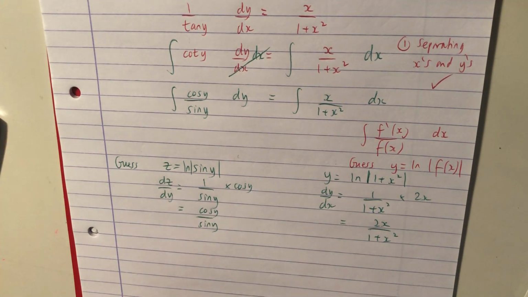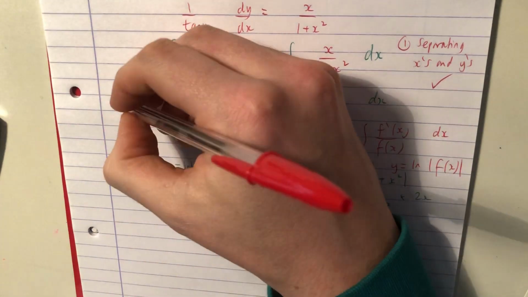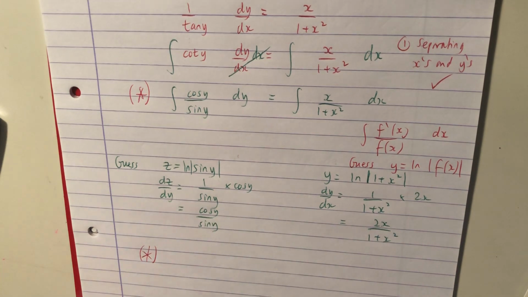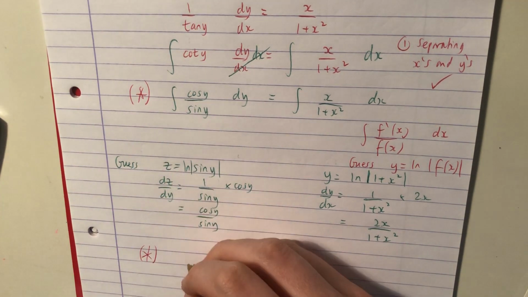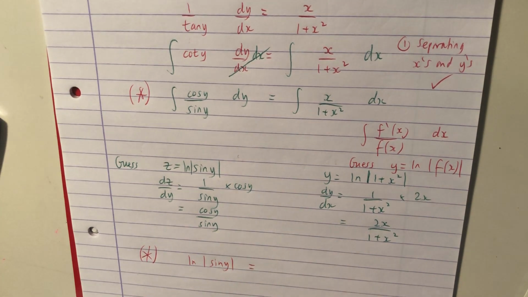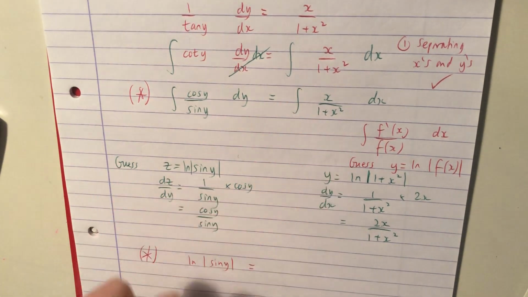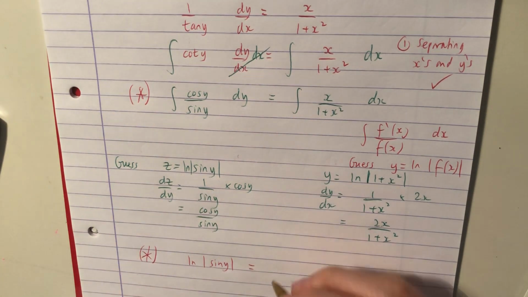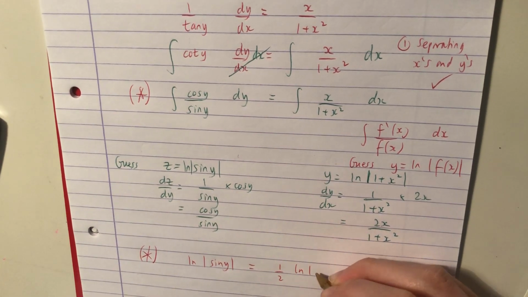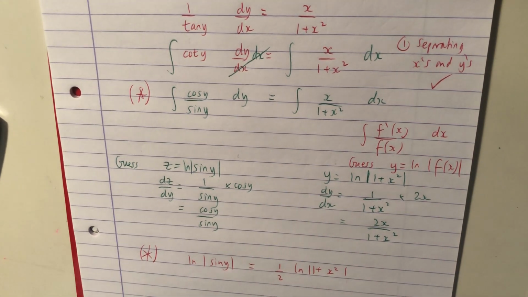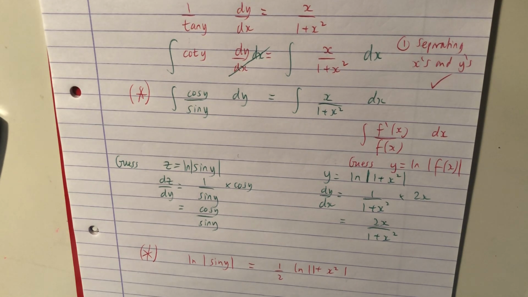So if I went back now to this, just call that step star, back to star. That thing, my guess was ln sine y is equal to, integrating this, it was half of my guess, half of ln 1 plus x squared, like so. And then this would almost be it, okay?